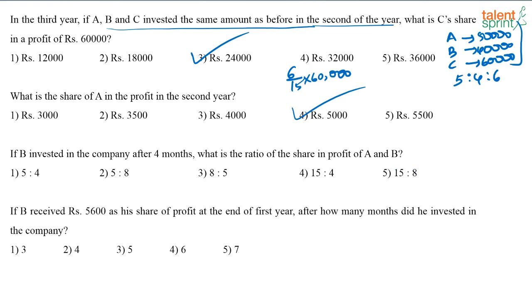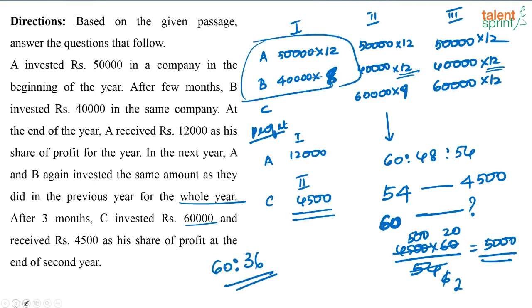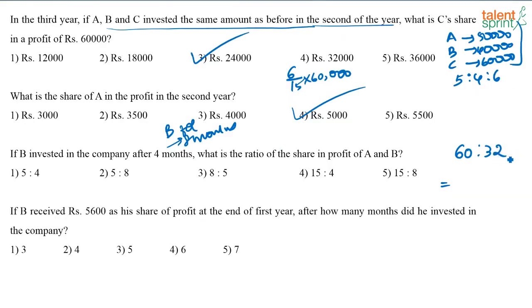What are they saying here? B has invested the money after 4 months, or I can say B is investing the money for 8 months. After 4 months means B has invested the money for 8 months. Now in what ratio will the profit be shared between A and B? A is investing 50,000 rupees for 12 months and B is investing 40,000 rupees for 8 months. So you'll have 60:32. 8 4s are 32. So this is nothing but 15:8. Option 5 is your answer.